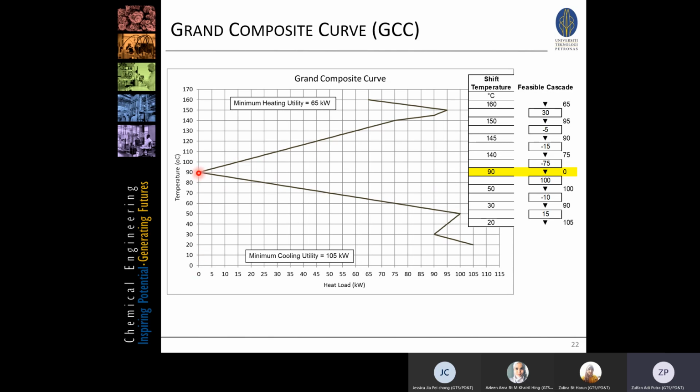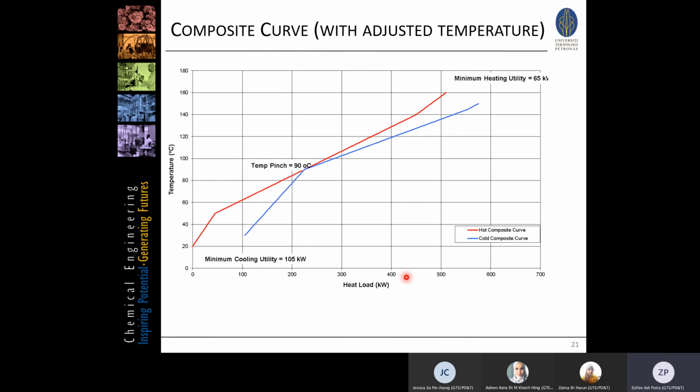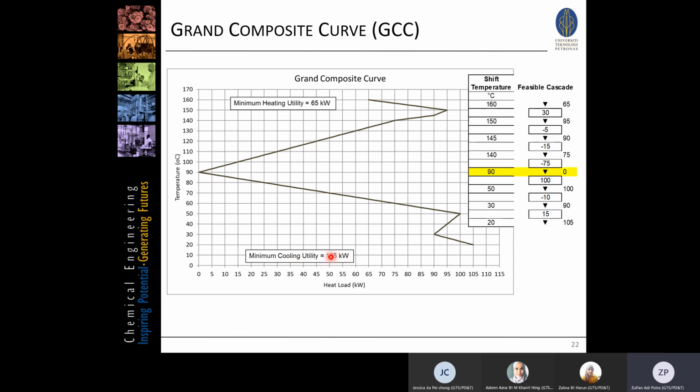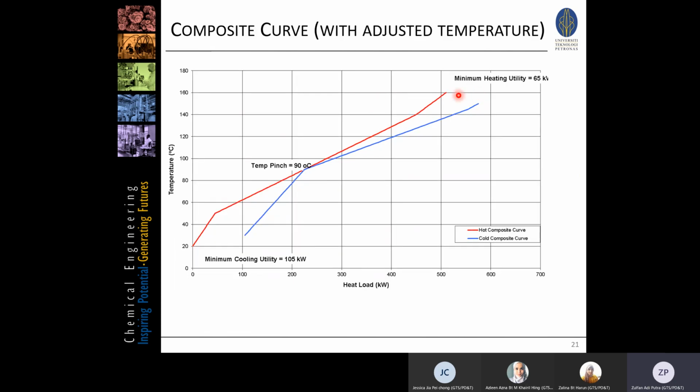So this is the same pinch point, and the region below the pinch point is the region where we have to remove heat. From 0 until 105, it is the same as this number, 105 kilowatts, the amount of energy that we have to remove to the cooling tower. Above the pinch is the amount of energy, 65, that we need from the steam system, for example. So 65 kilowatts, basically the same 65 kilowatts over here.